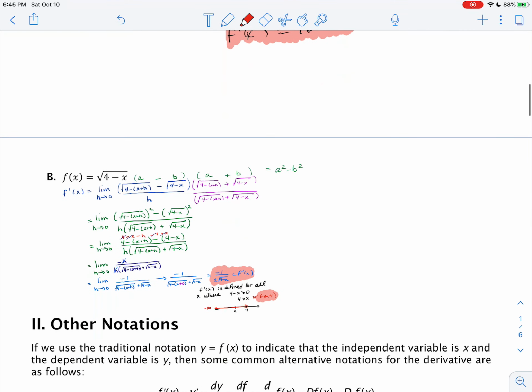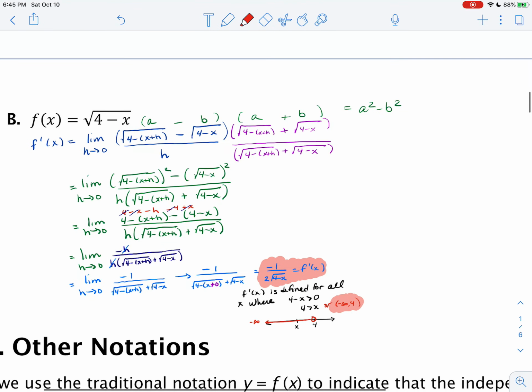I have another example here. Find the derivative of f of x equal to the square root of 4 minus x. Again, I'm going to build using the limit definition, the limit as h goes to 0 of (f of x plus h minus f of x) over h. And so in the first step, wherever x appears, I'm replacing it with x plus h. And that is difficult, because if you go ahead and take the limit as h goes to 0 and plug in h, you will end up with 0 over 0.